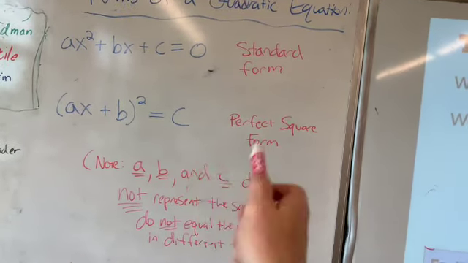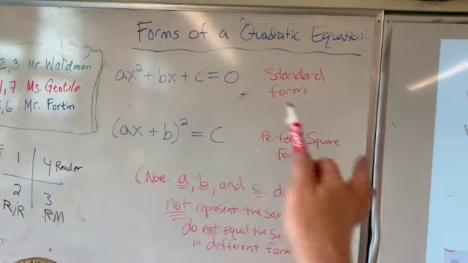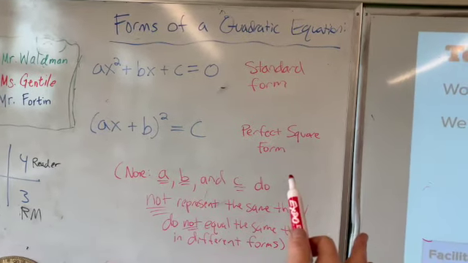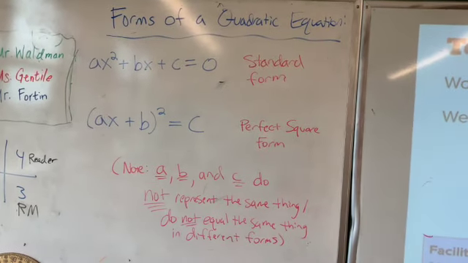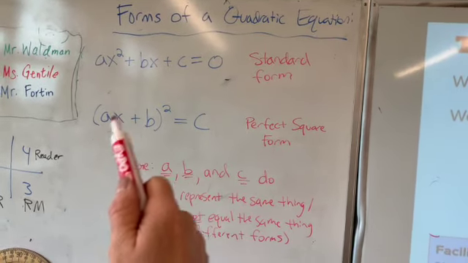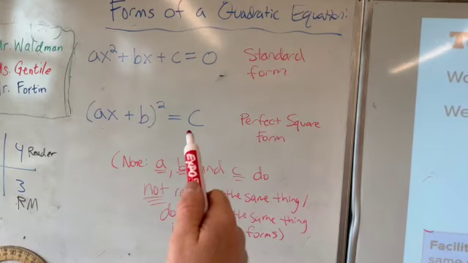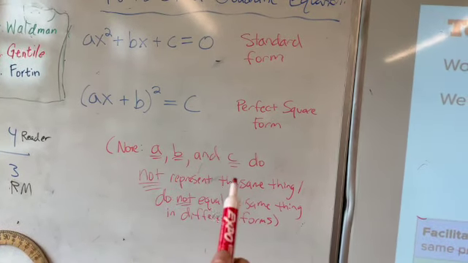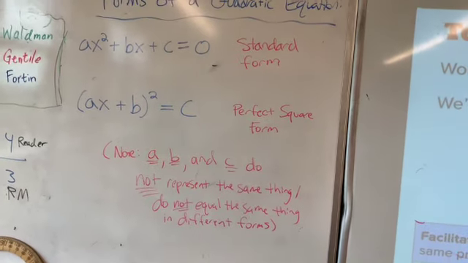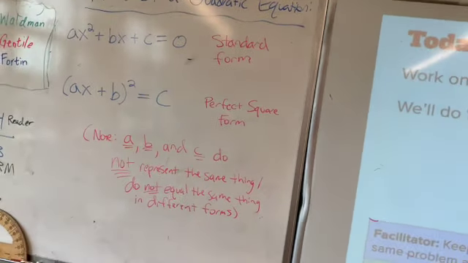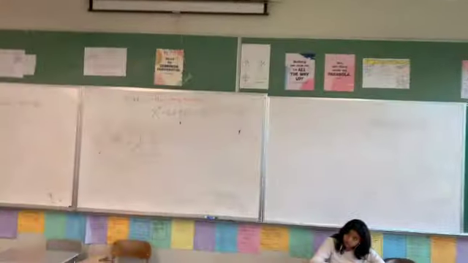Quick note here about the different forms of a quadratic equation in case you are copying this down to your notebook. The standard form has coefficients a, b, and c. Perfect square form has coefficients a constant here, b, and another constant c here. But note that a, b, and c do not represent the same thing. In fact, they do not equal the same thing as you manipulate forms. They're just supposed to represent the structure of the equation.